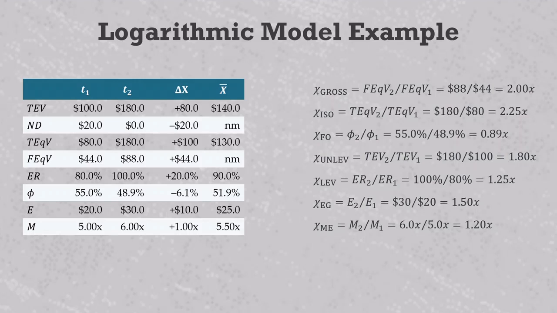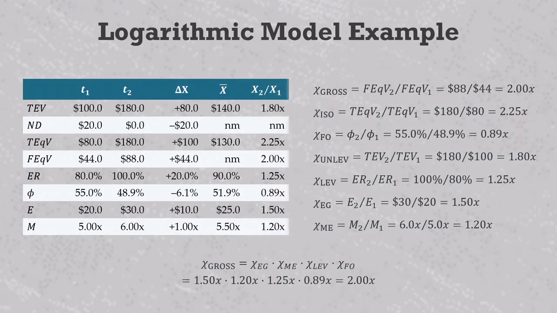And of course, if you multiply together the equity return multipliers for EBITDA growth, multiple expansion, leverage effect, and fund ownership impact, you will get the deal's gross multiple of 2.00x. One of the nice things about the logarithmic model is that it's really easy to calculate the value drivers right over here on the table where you organize your data.